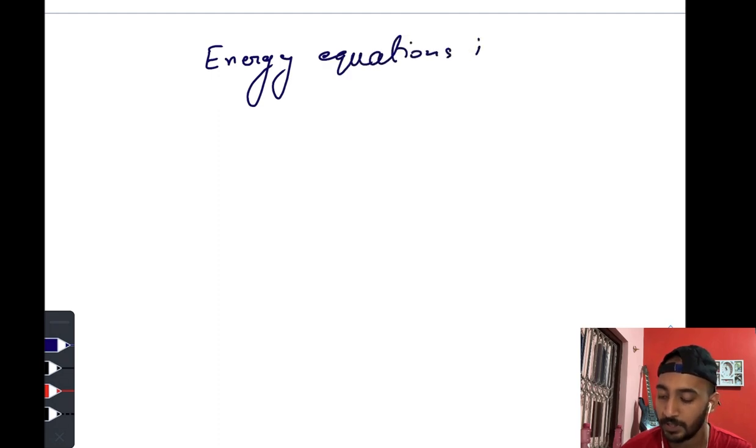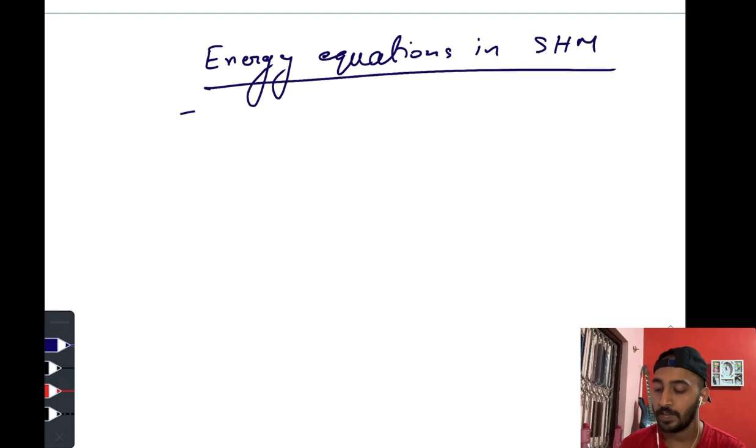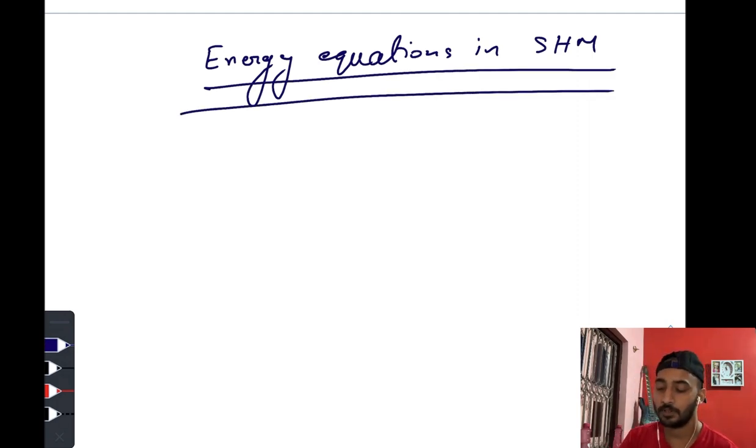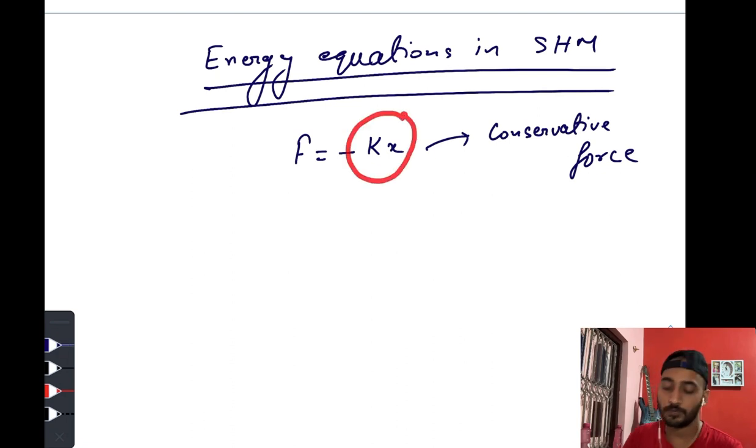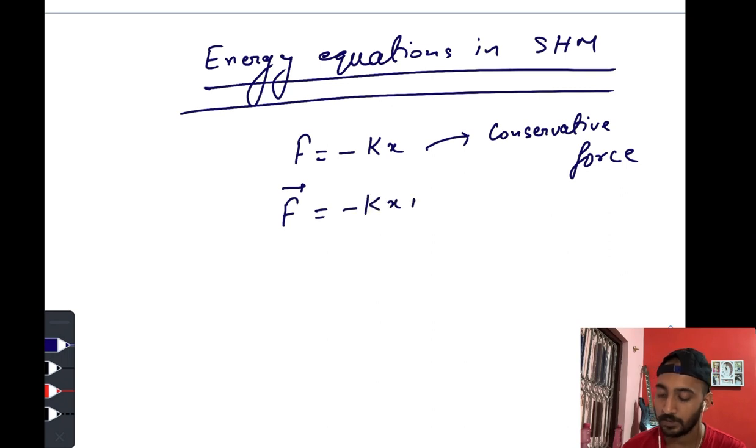Today we will be discussing the energy equations. Okay, energy equations in SHM. So this would be a very quick video, and energy equations in SHM, actually I teach this in the work power energy chapter in the section of conservative forces. As we know, a particle performing SHM, this kind of force acts on that particle. Okay, and this is basically a conservative force, because as you can see the force is a function of x only, and if you write in vector form it would look something like this.